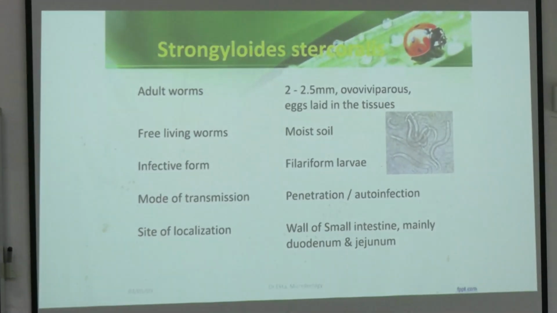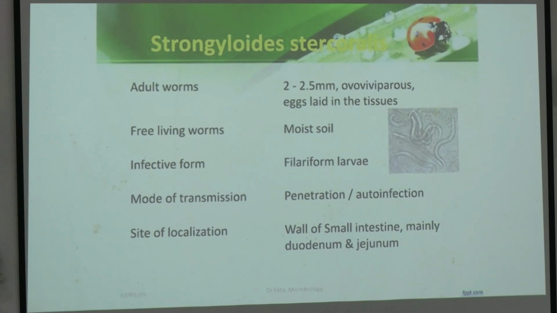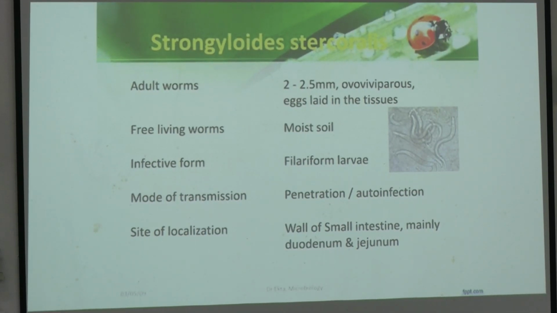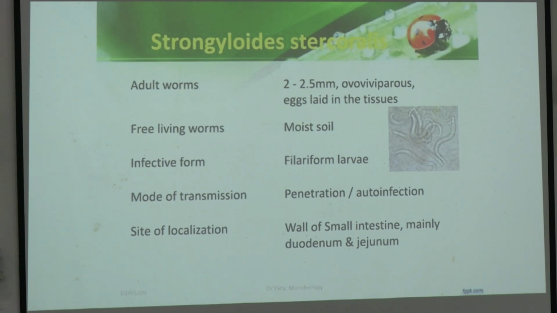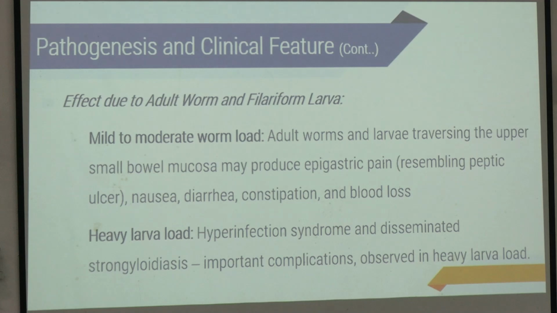Now this is the same, I am not repeating. Adult worm is 2 to 2.5 millimeter, it is ovoviviparous, so we usually don't get eggs, we get larva. Mode of transmission: penetration or auto-infection. Effects due to migrating larva: there may be asymptomatic infection, cutaneous larva migrans can occur, serpiginous urticarial rash, pulmonary symptoms are usually uncommon. With mild to moderate worm load, adult worms and larvae traversing the upper bowel mucosa may produce epigastric pain. Another term is hyperinfection syndrome.